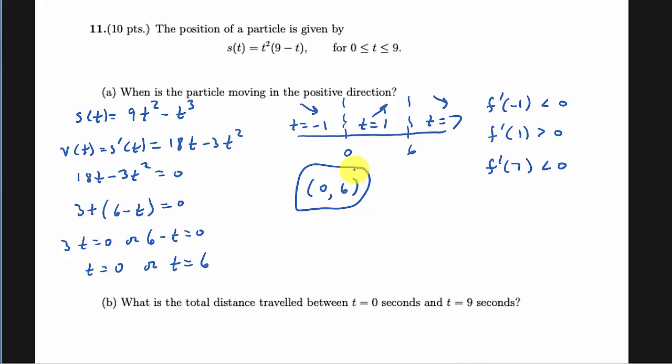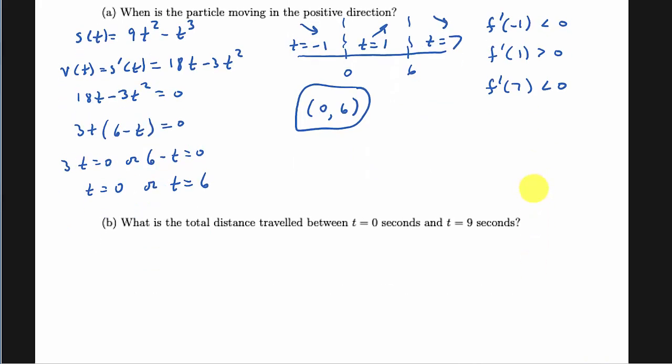And then it says, what is the total distance traveled between t equals 0 and t equals 9 seconds? So remember, we've got the 9 out here. So the total distance is equal to, it's this distance and this distance. And that's, they're talking about the y value. Remember, t is the time, and then when you plug that in, that'll give you your s value, your position.